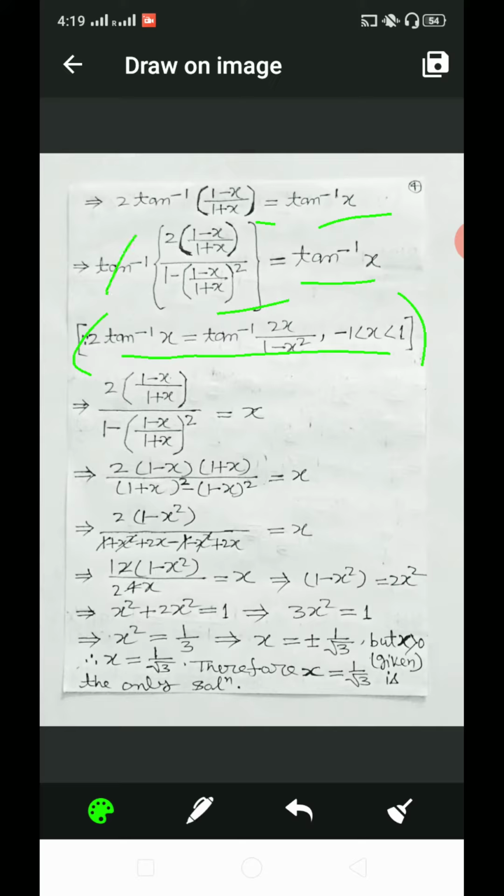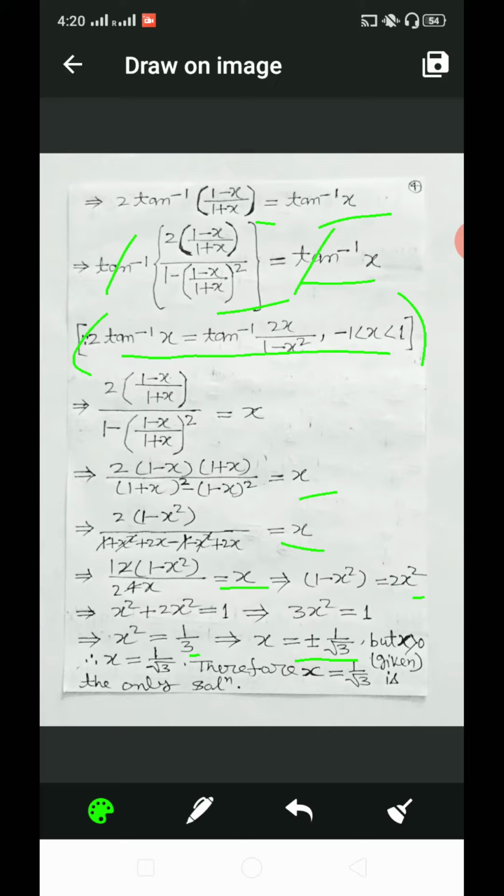this is equal to x, and after solving we get 2 into 1 minus x into 1 plus x by 1 plus x whole square minus 1 minus x whole square equal to x, and this implies that 2 into 1 minus x square by 1 plus x square plus 2x minus 1 minus x square plus 2x, this is equal to x, and we get 2 into 1 minus x square by 4x, this is equal to x, and this implies that 1 minus x square is equal to 2x square, and we get x square plus 2x square equal to 1, and this implies that 3x square equal to 1, and x square is equal to 1 by 3, and the value of x is equal to plus minus 1 by root 3.